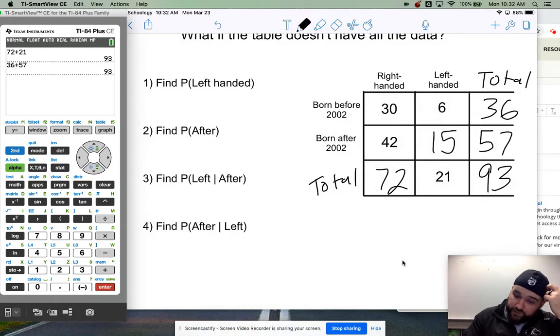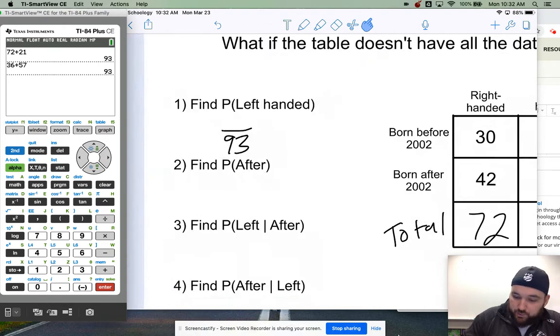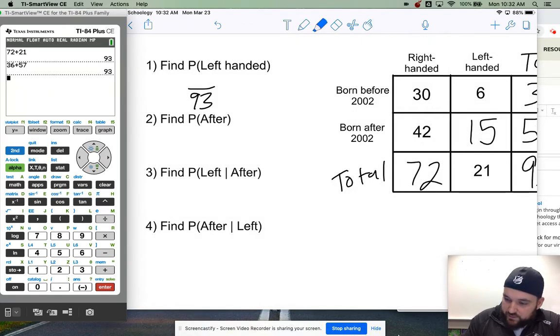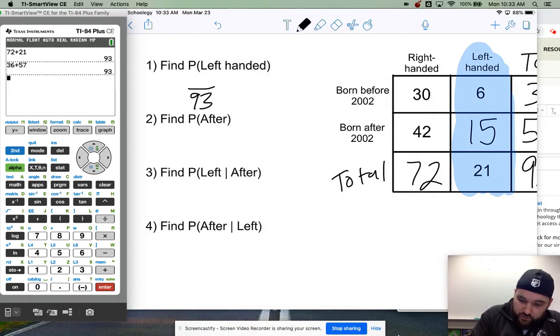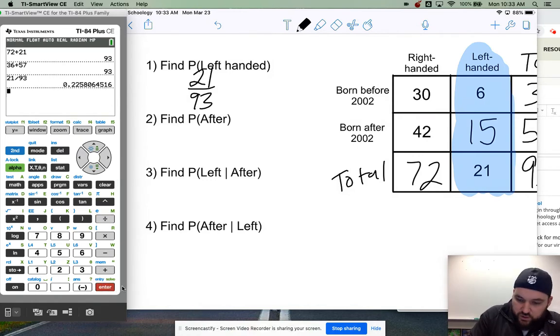What's the probability that I pick someone who's left-handed? There's no given probability here. There's no vertical line, which means I'm picking from all 93 people. What's the probability they are left-handed? Well, here's my left-handed column. Which of those three numbers am I going to use? Since I'm not using a given probability, I'm just going to use 21. So 21 out of 93. Again, you could probably just leave it as a fraction, but as a decimal, it's 0.226.